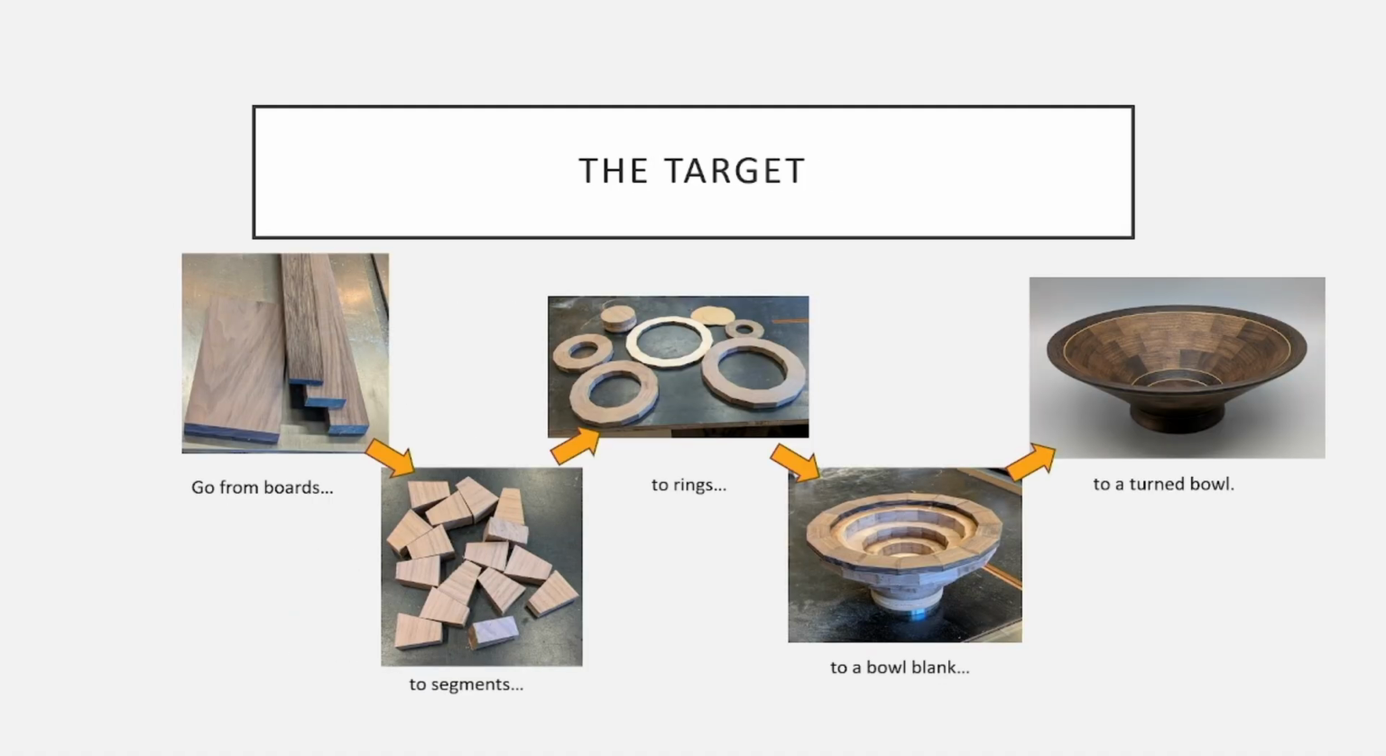All right. The target is we're going to go from boards. My pointer is not working. That's okay. We're going to go from boards. We're going to cut the boards into segments. Basically, take the boards, cut them up into little pieces, glue the pieces back together in the rings, glue the rings back together into a bowl blank, and then you're going to turn it. It's simple. Anybody can do it.